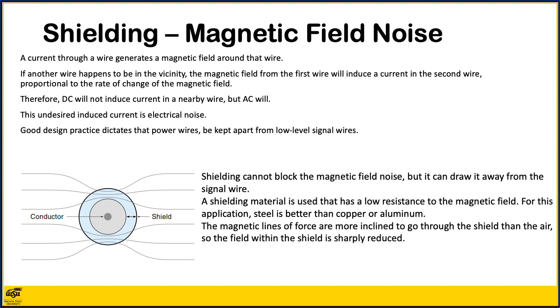The magnetic lines of force are more inclined to go through the shield than the air, so the field within the shield is sharply reduced. For this to be effective, the shield must be relatively thick-walled, and in fact, even a heavy conductor placed near the signal wire will act as a magnetic shield.